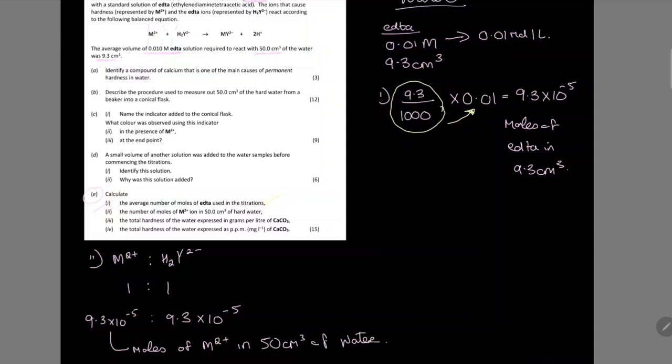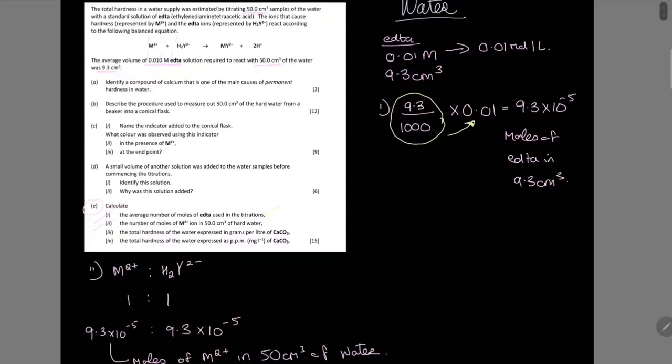And that's part 2 answered as well. Now the next question, part 3, is asking for the total hardness of the water expressed in grams per litre of calcium carbonate. So it's grams per litre. At the moment, the only information that we have about hardness is the amount of this ion in 50 centimeters cubed of water.